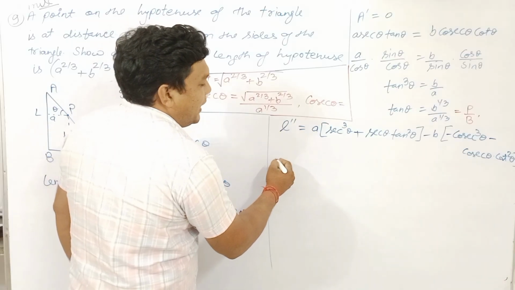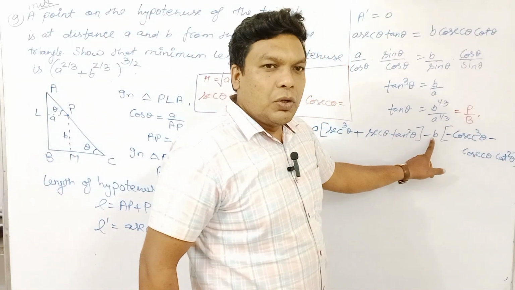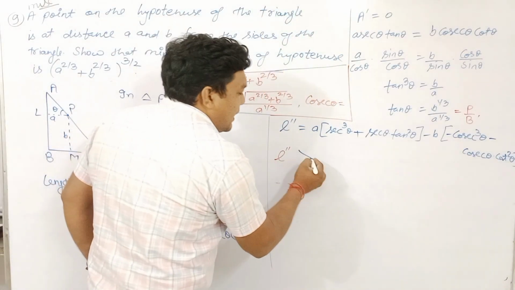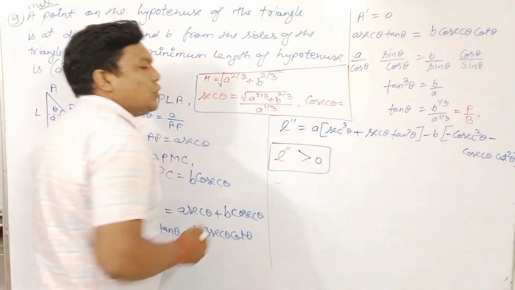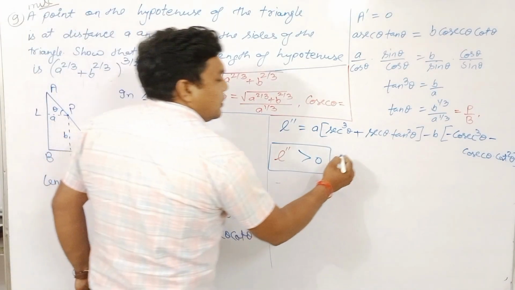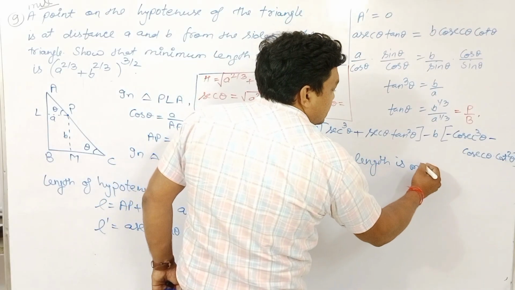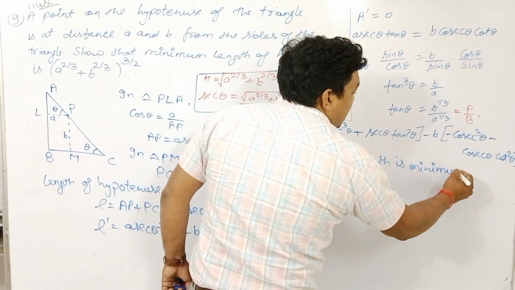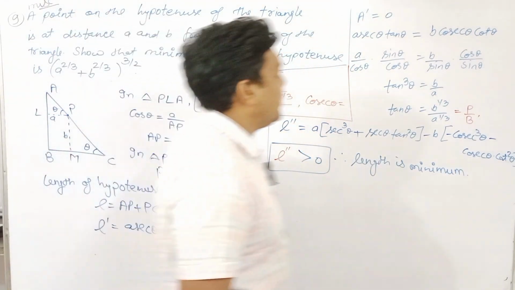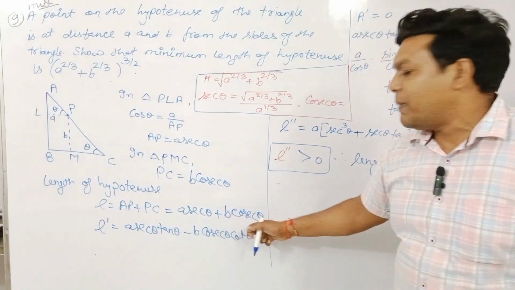Now L double dash. When you substitute the values, now look here. Minus common आएगा यहाँ से, तो plus all are positive. So all are positive. That means L double dash is greater than 0. And if L double dash is greater than 0, that means length is minimum. Therefore, length is minimum. So now we need to find length of hypotenuse. What will be length of hypotenuse? This is length of hypotenuse: A sec theta plus b cosec theta.